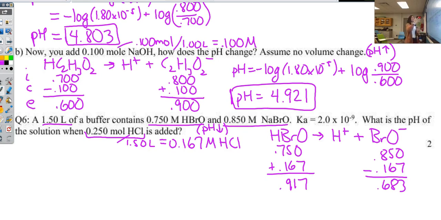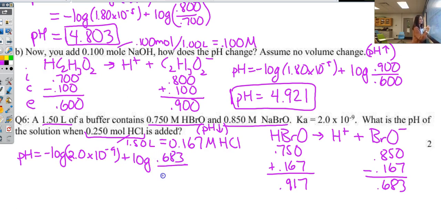Guess what you're going to do with these numbers? Plug them into the Henderson-Hasselbalch, okay? So let's go for it. pH equals the negative log of the Ka, which is 2 times 10 to the negative 9, plus the log of my conjugate base. Which one's the conjugate base, the 0.683 or the 0.917? 0.683. Divide that by the 0.917, and then let's see what we get for our pH. Okay, and it looks like 3 sig figs? 2 sig figs because of the Ka. Perfect. So it looks like it's going to be 8.57 as our final answer. Okay, awesome. Very good.